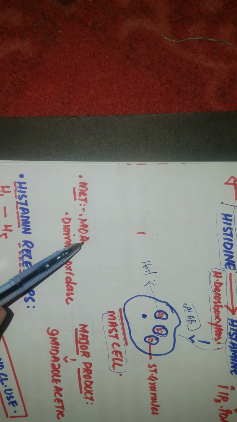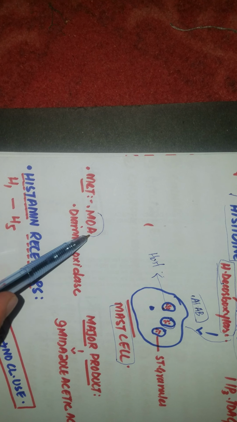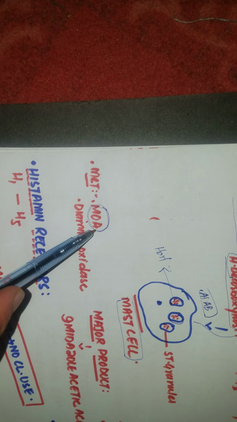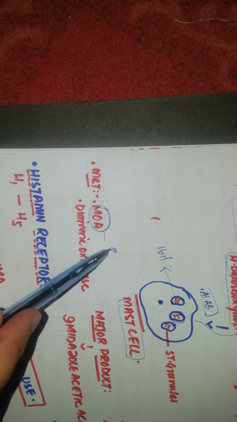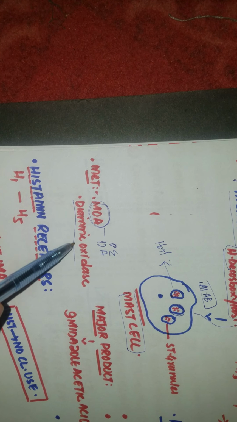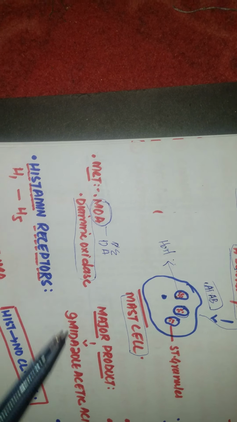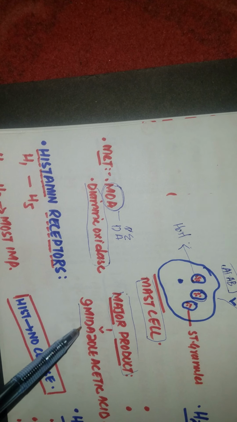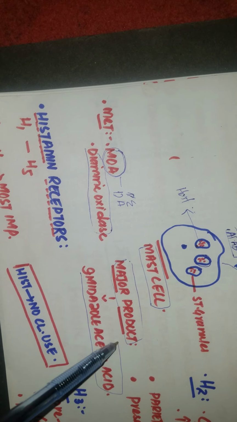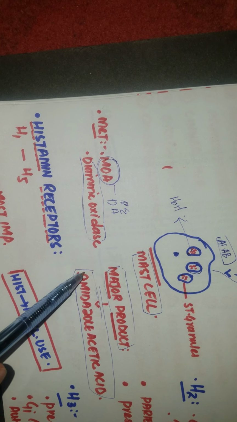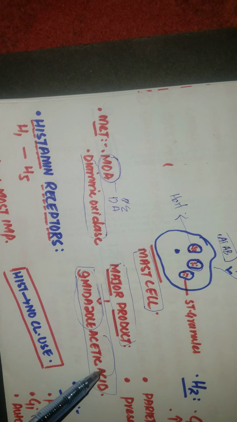They are metabolized by monoamine oxidase, which is responsible for the metabolism of other monoamines like norepinephrine and dopamine, and also by diamine oxidase. The major product on metabolism of histamine is imidazole acetic acid. So we can measure the level of histamine by measuring the level of imidazole acetic acid in the urine.